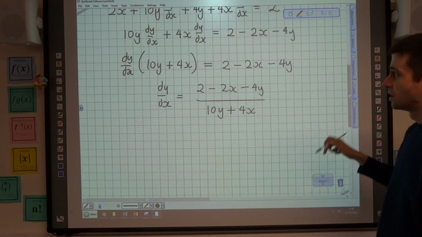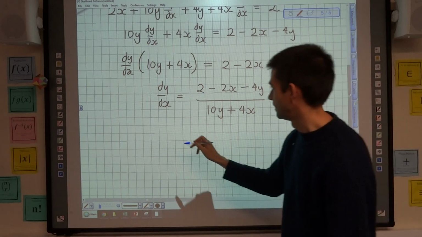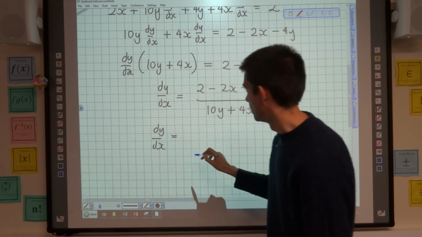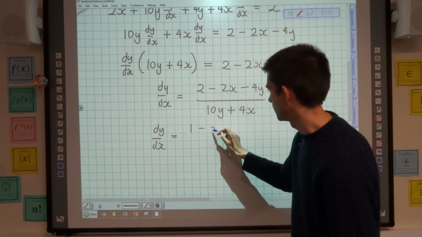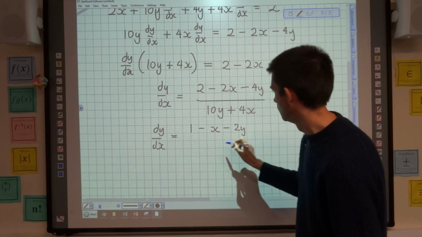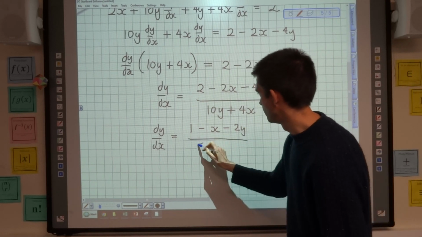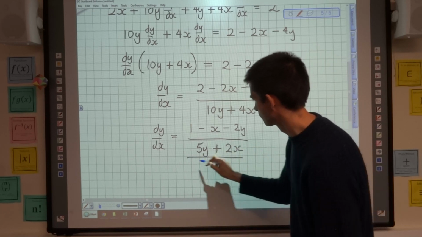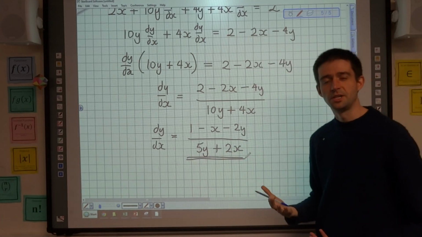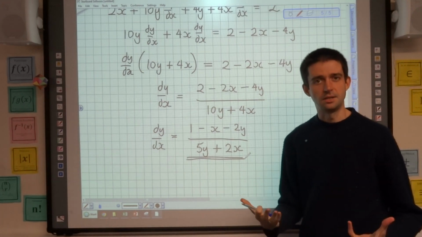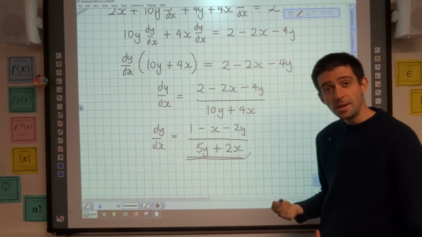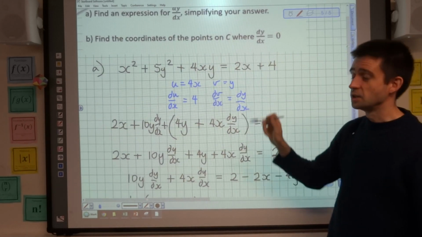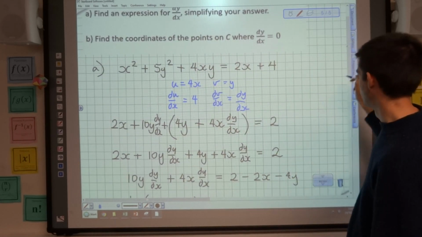And you can probably see that I can simplify that because each part of it has a common factor of 2. So I can write my final simplified dy/dx as 1 minus x minus 2y all over 5y plus 2x. And that is my simplified expression for dy/dx, and that's part A. Now part B is asking me to find the coordinates of the points on C where dy/dx equals 0.